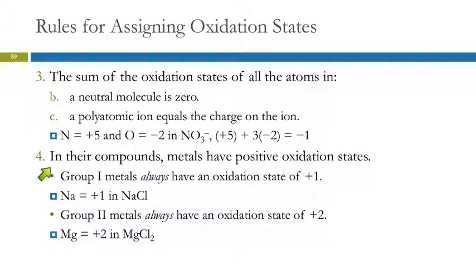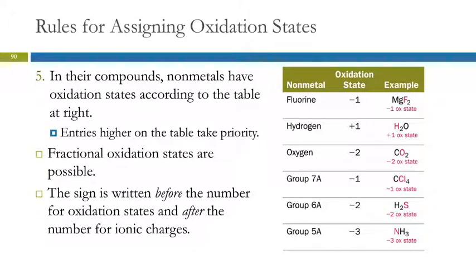Metals always have positive oxidation states. Group 1 is always +1, group 2 is always +2. Okay, that's redundant. That's the same as the charge that those take as ions. And then we have the nonmetals. This is where we've got something different. So the order is listed in this table. And we need to be able to remember this table, and it's actually not as hard as it looks.